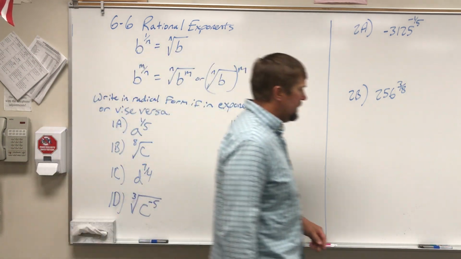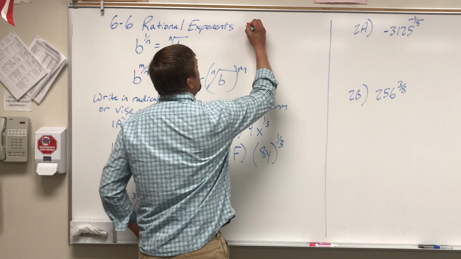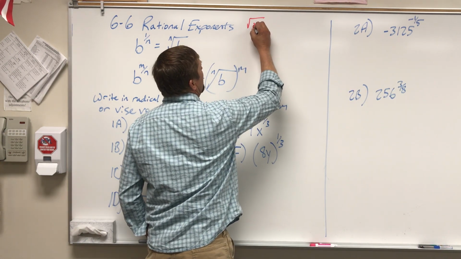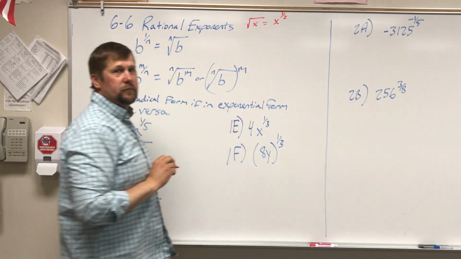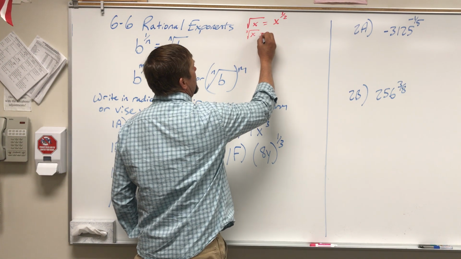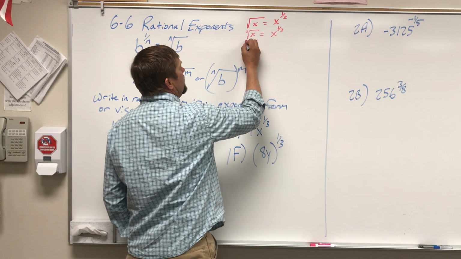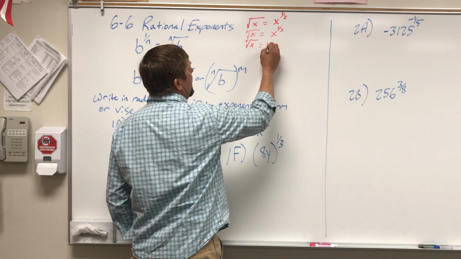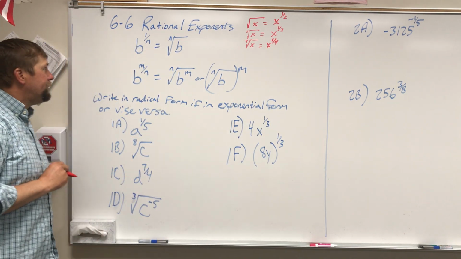When you're given, let's say, a square root of x, that is the same as x to the 1/2 power. The cube root of x is x to the 1/3 power. And so on. The fourth root of x is x to the 1/4 power, and it continues.